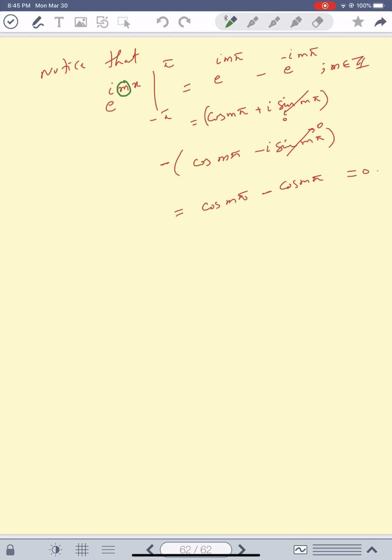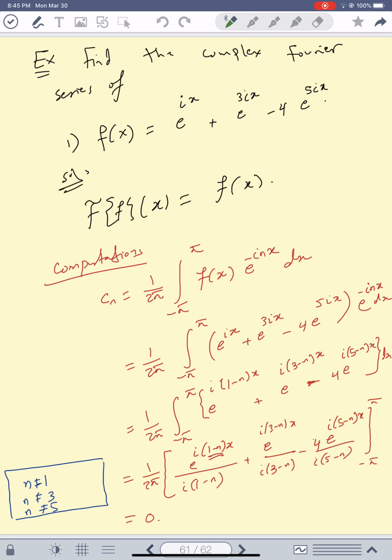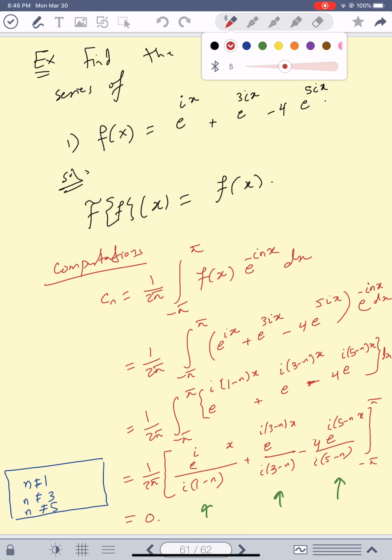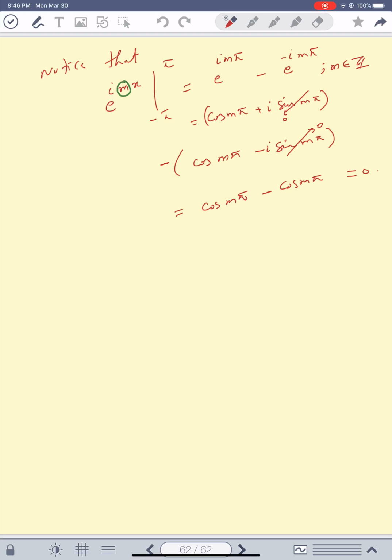So if m is an integer, when you compute e to the i m x from negative pi to pi, it will be 0. So if you go back to the three terms here, e to the i(1 minus n)x and so on, each is an integer power, so if you integrate from negative pi to pi, the three of them will be zeros. This is why this whole integral is 0. But again, this integral is 0 provided that n is not 1, not 3, not 5. So my conclusion is that Cn is 0 when n is not 1, not 3, and not 5.